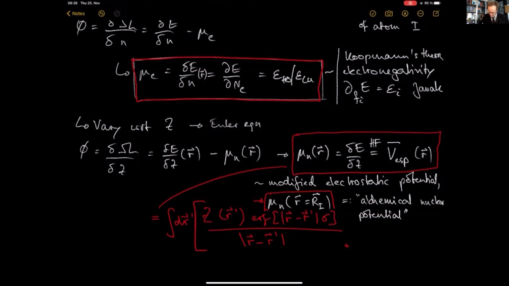Well, let's remove this. Yeah. Apologies. So you have the nuclear repulsion from the other nuclei, and you have the electron density, but you don't have the nuclear repulsion at the nucleus you're considering as you approach R_i.